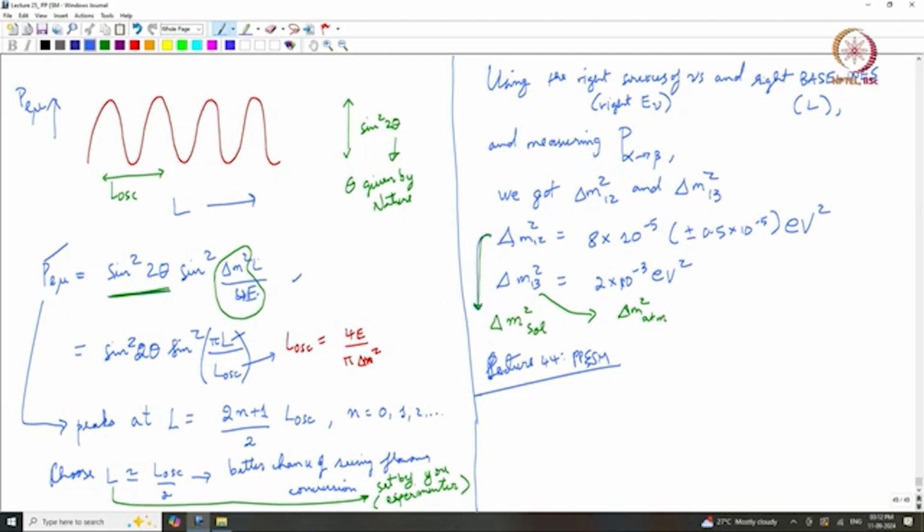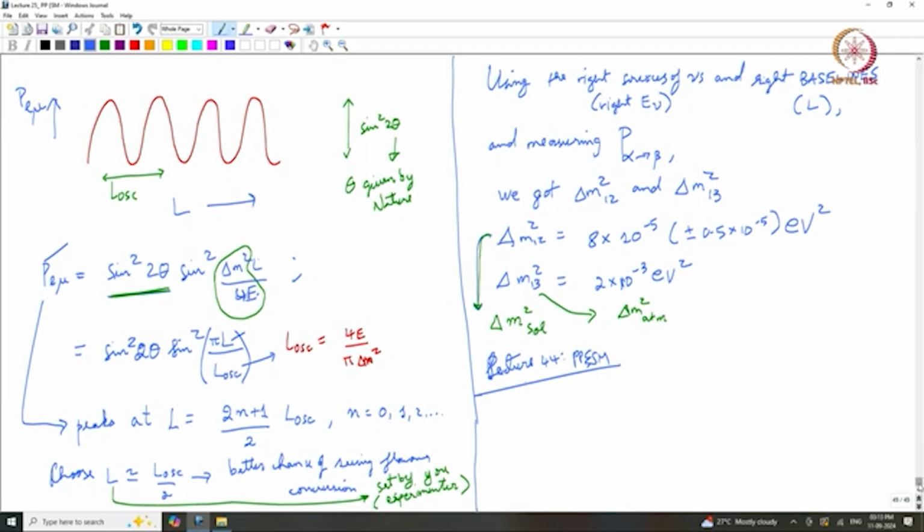But the baseline that you can set for an experiment, at which you can measure the maximum conversion from one flavor to another, that is in your hands. So if you choose that to be around half the oscillation length, or half integer values of the oscillation length, that is exactly where you get sin square pi by 2 in the second sin square here, and that gives you the maximum probability. You are at the actual amplitude of this conversion.